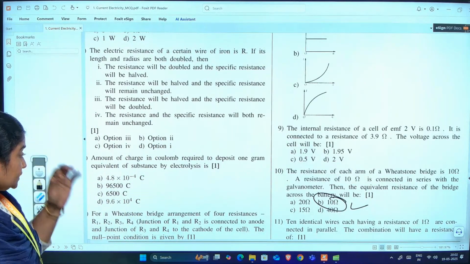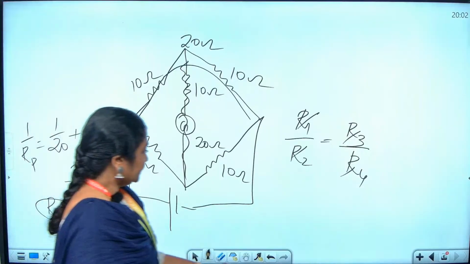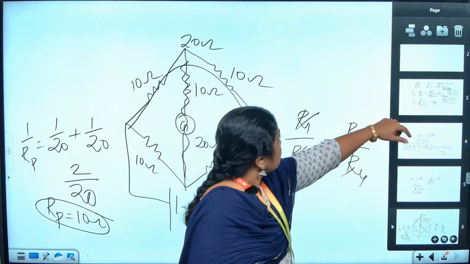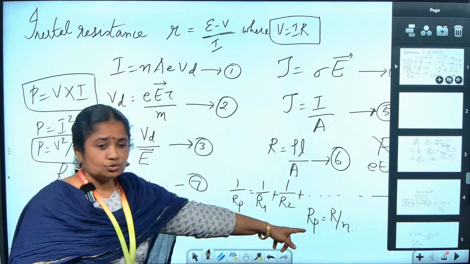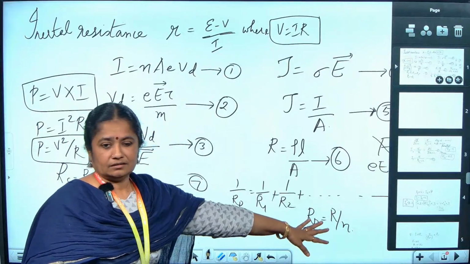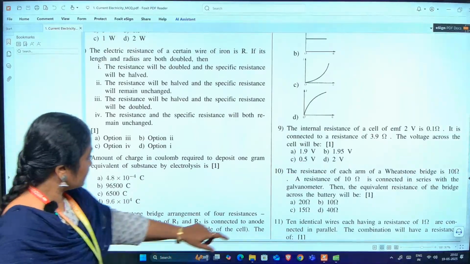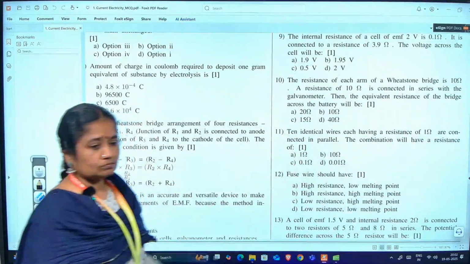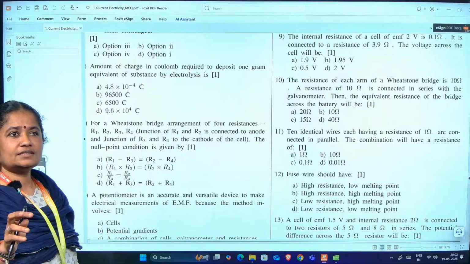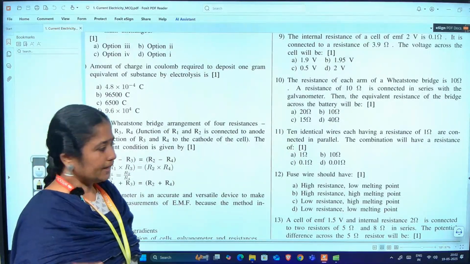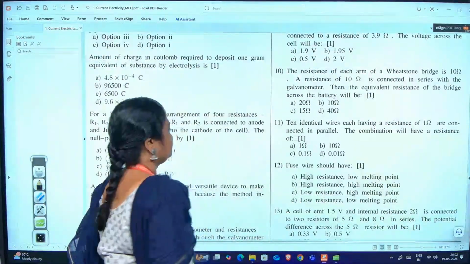Next, 10 identical wires, each having resistance 1 ohm, are connected in parallel. Identical, so what is the formula? If all the resistances are the same, in parallel our general equation gives R by N. How many identical resistors are there? 10 resistors, so 1 by 10 will come. In parallel, if all the resistances are identical with value R, then the answer will be R by N. So here 1 by 10, 0.1 ohms.